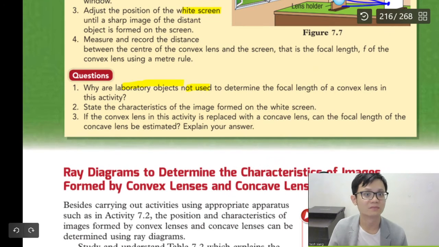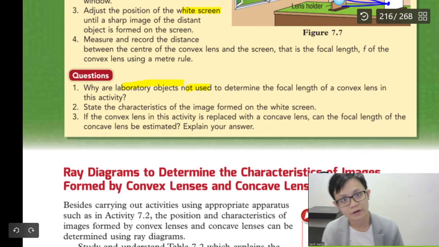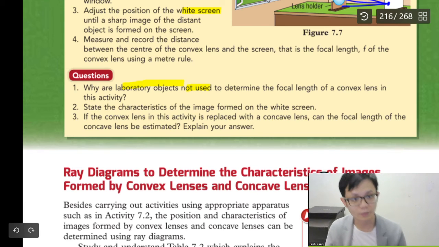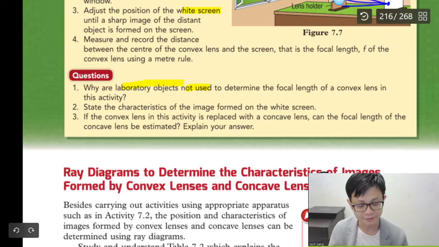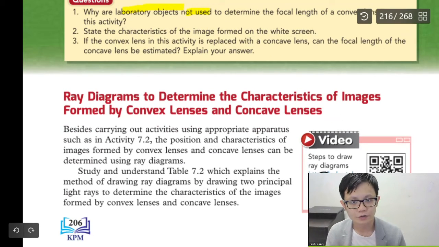Therefore, no measurement can be made to get the focal point. Yeah, we cannot get it right because the image is blurred. Okay, so again, ray diagram to determine the characteristics of the image formed by a convex lens or concave lens.